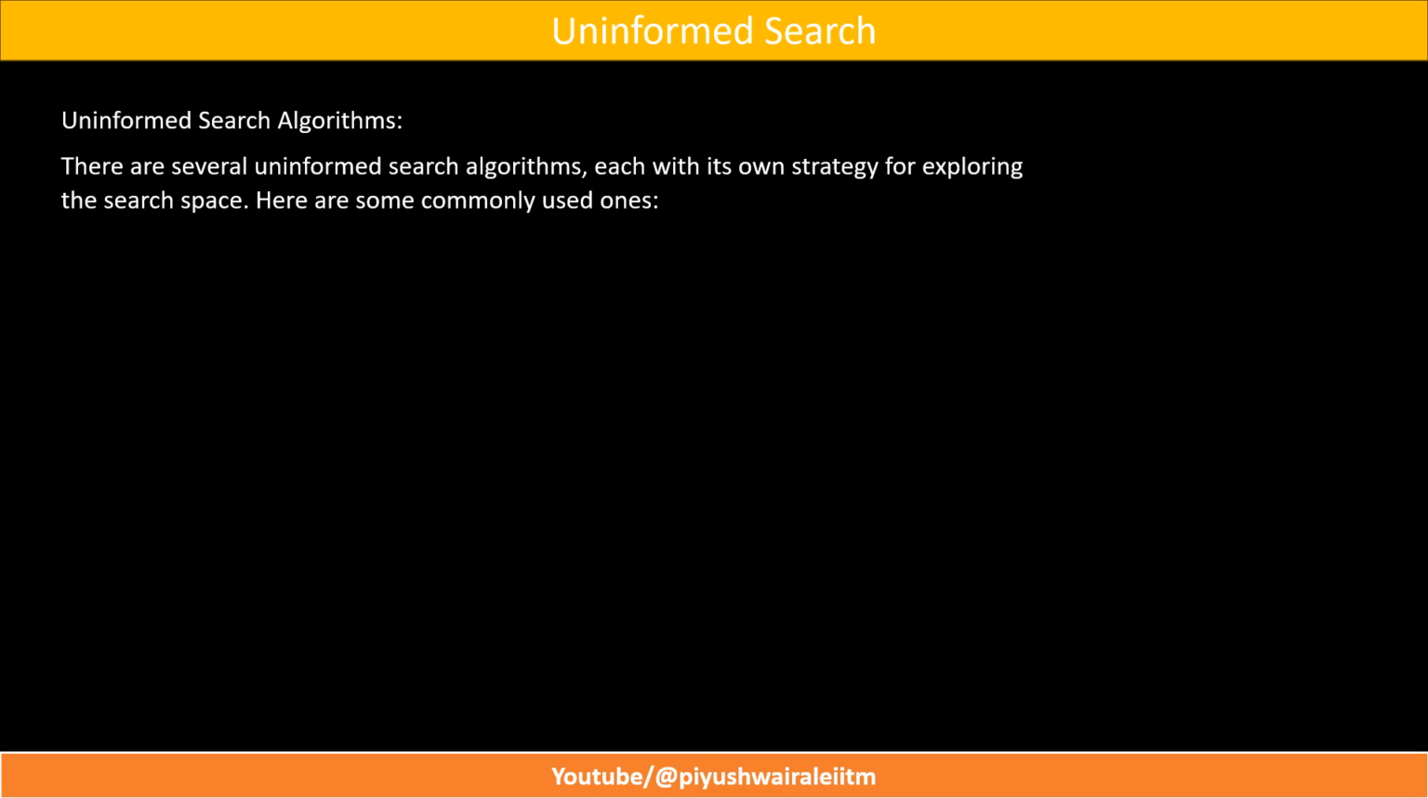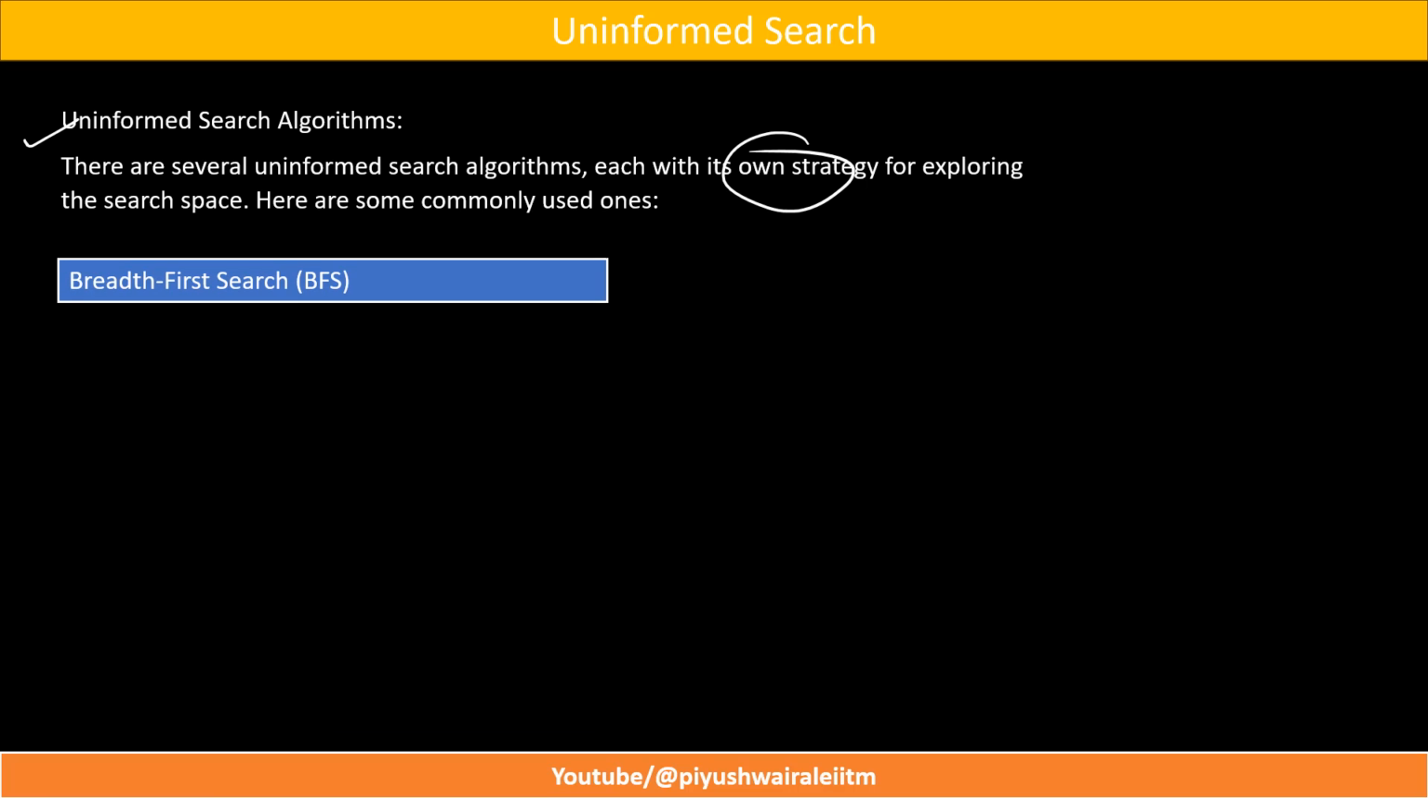Now, uninformed search algorithms. There are various types of uninformed search algorithms, each with its own strategy for exploring the search space. Some commonly used ones are, first, breadth first search. In this algorithm, what happens? The AI explores all the nodes at a given depth before moving to the next level.